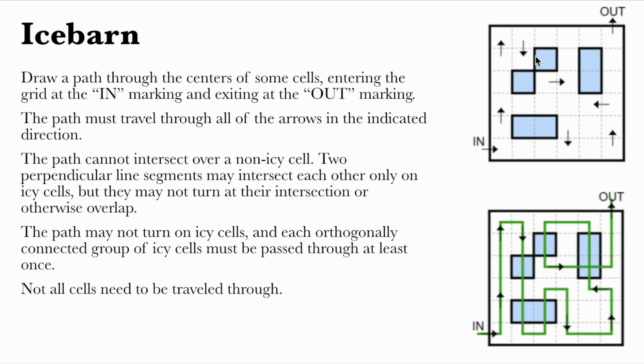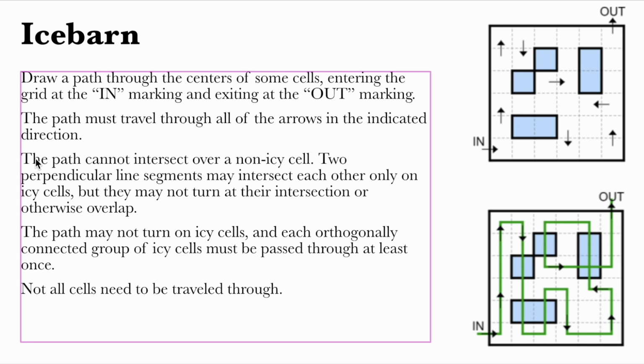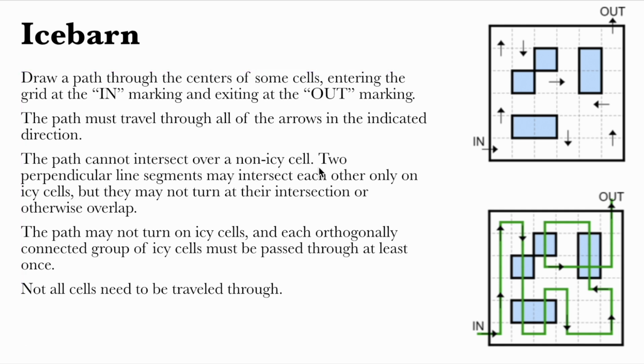So you can see in the puzzle there are arrows that cross borders of cells, and the line will definitely go through those. The path cannot intersect over a non-icy cell. Two perpendicular line segments may intersect each other only on icy cells, but they may not turn at their intersection or otherwise overlap. So this is in common with other puzzles that use the ice idea. These light blue sections are the icy patches, and as you can see, if a line enters an icy patch, it goes all the way across without turning to the other side. And we can have cross intersections only on the ice areas, not on the white, I guess we'd call them snow areas.